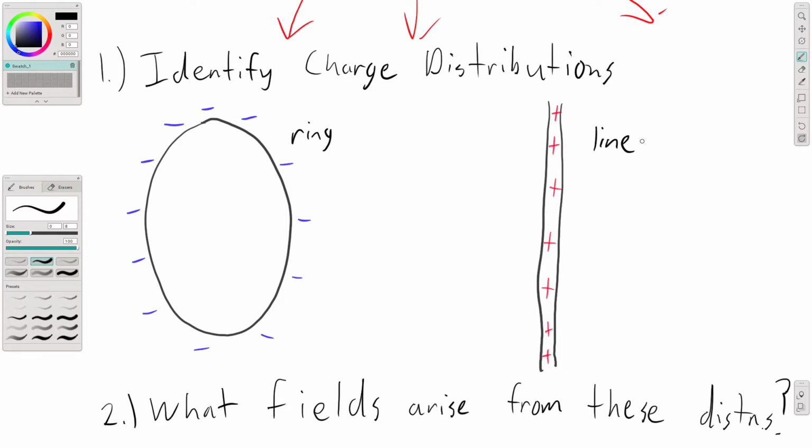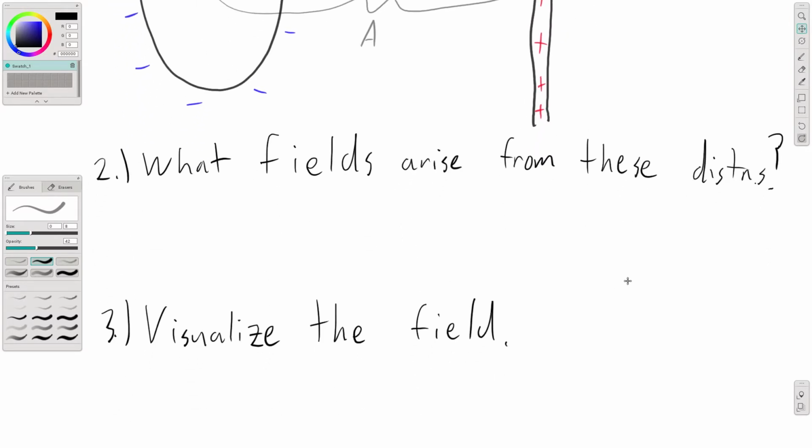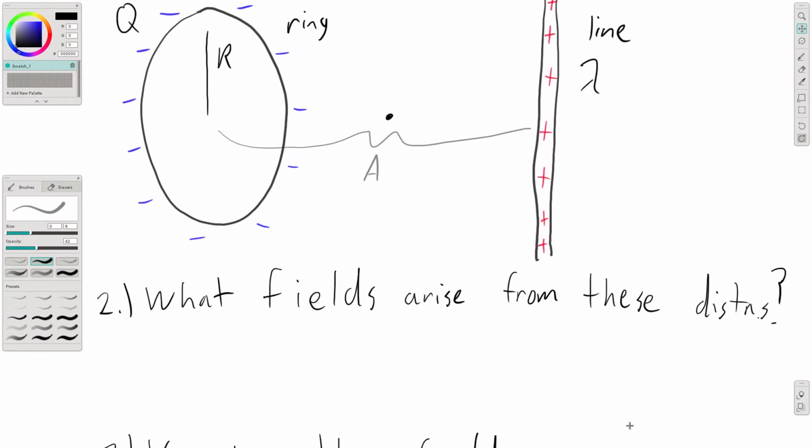So to further clarify, I want to point out that the midpoint, yoink, is somewhere right here. If this has radius r, this has density lambda, this has q, and this total distance is going to be big A. So now that we know which distributions we're dealing with, what fields arise from these distributions?